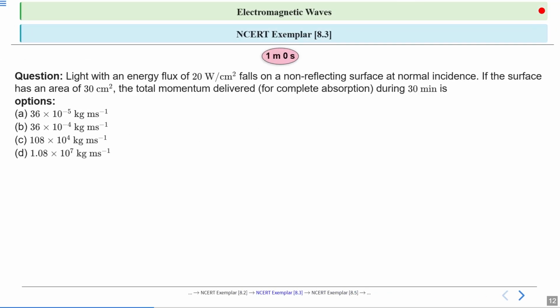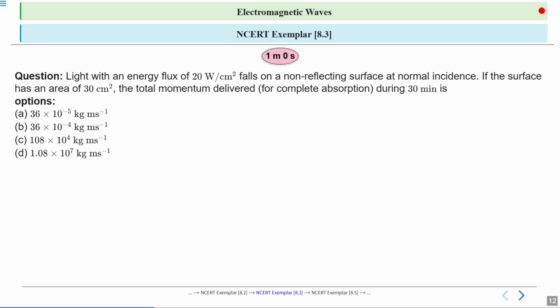Next question. Light with an energy flux of 20 watt per centimeter square. What is energy flux? If you don't know what energy flux is, see the unit: 20 watt per centimeter square. Watt is power, power upon area. What is that? Intensity. Intensity is energy per unit area per unit time. Energy upon time is power, so power upon area is intensity. Energy flux is intensity. If you don't know the quantity, see the unit.